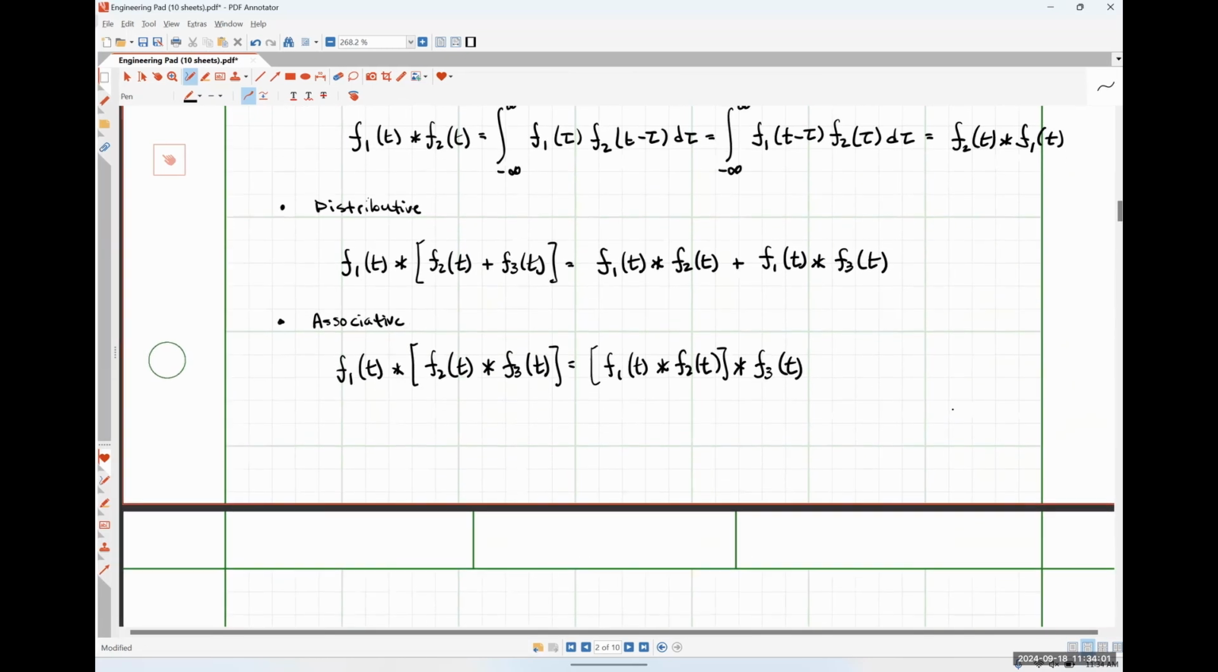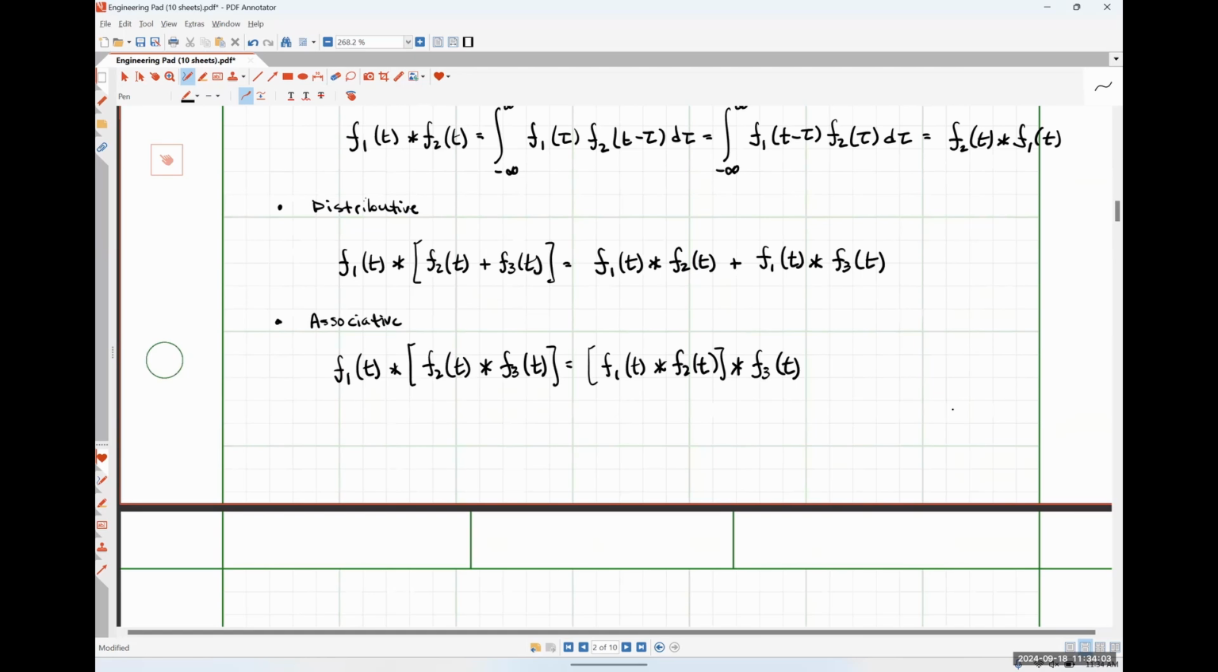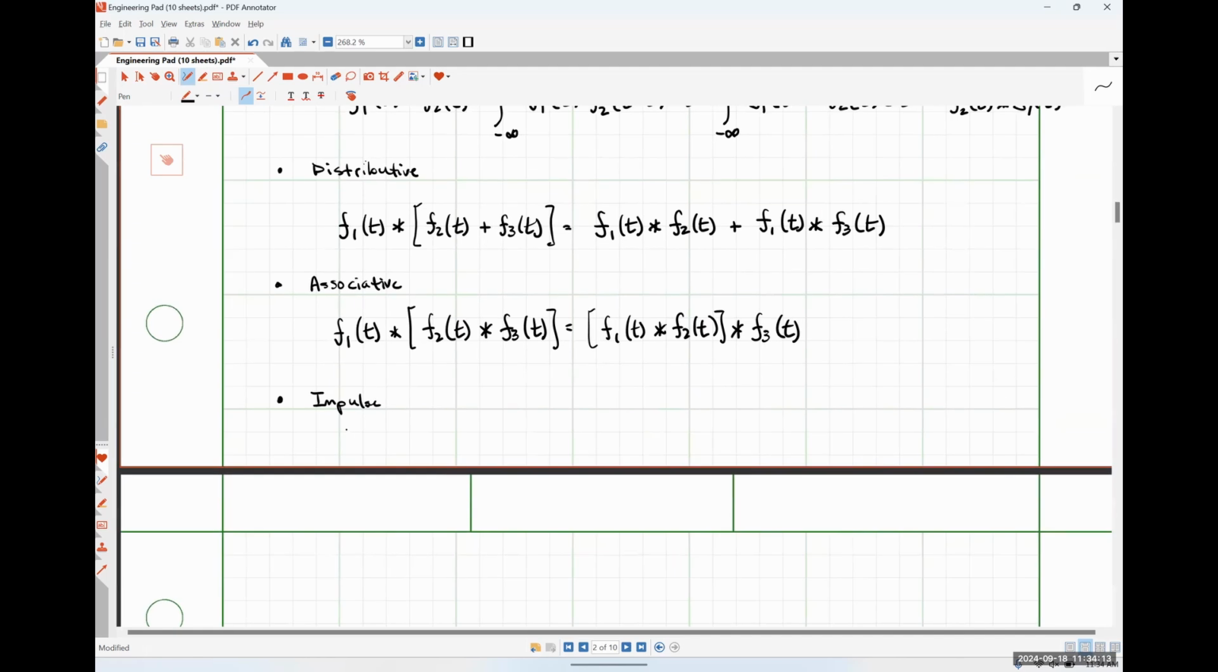And then we have our impulse property. This is a pretty handy one. So if I have a function of time and I convolve it with a unit impulse function, that returns my original function.